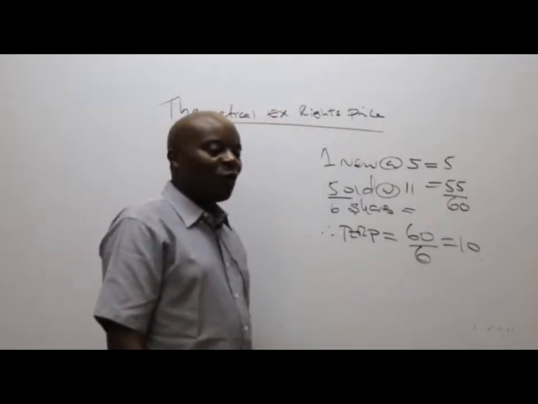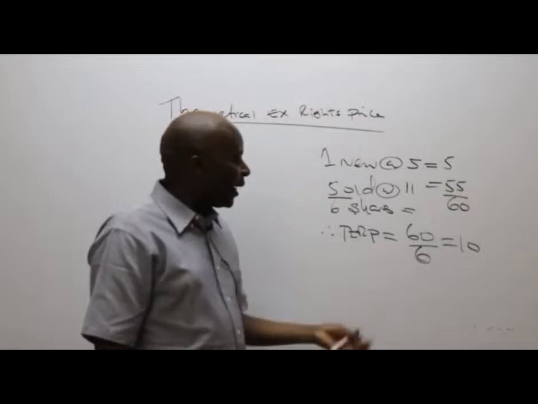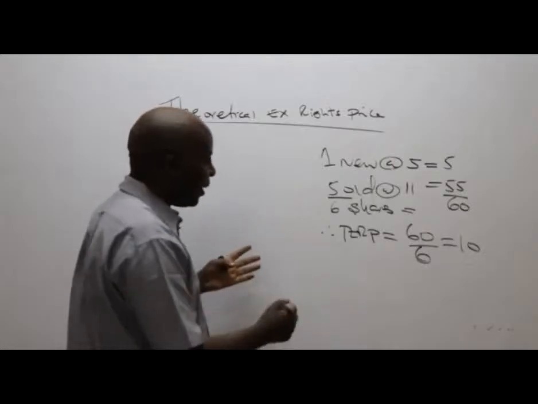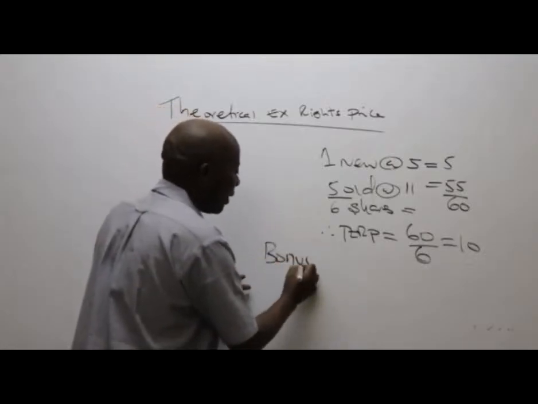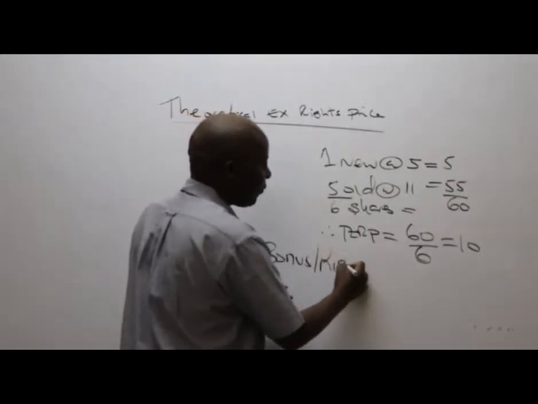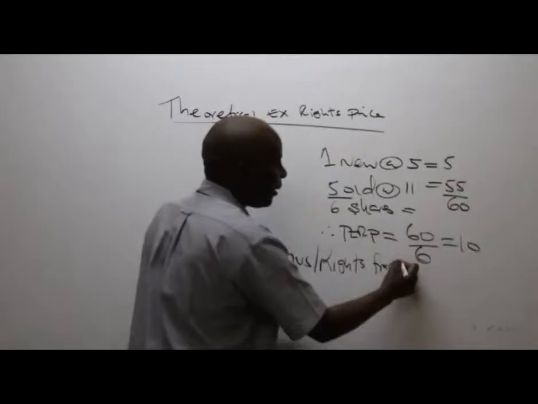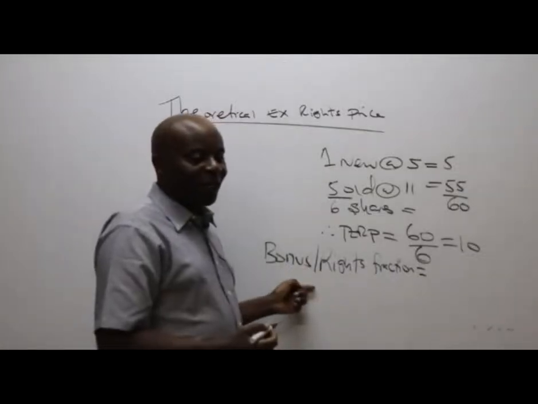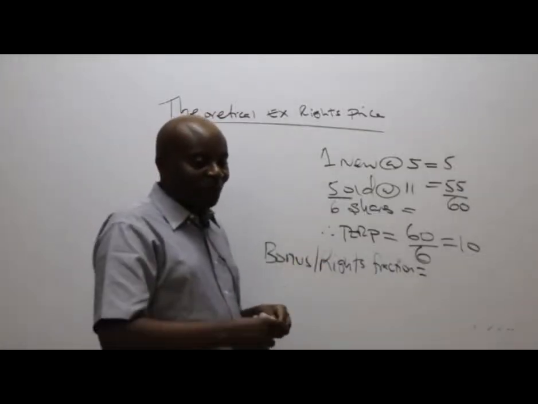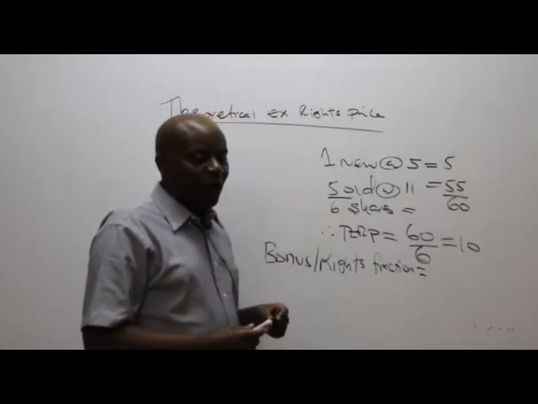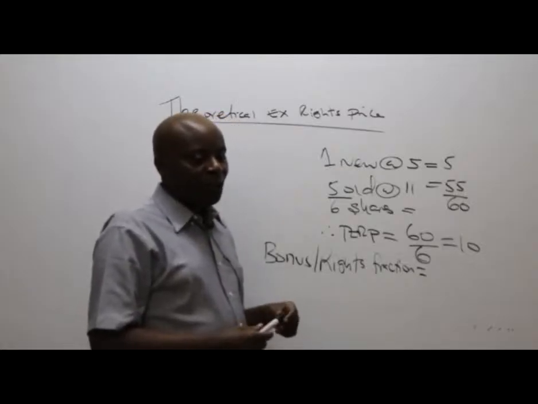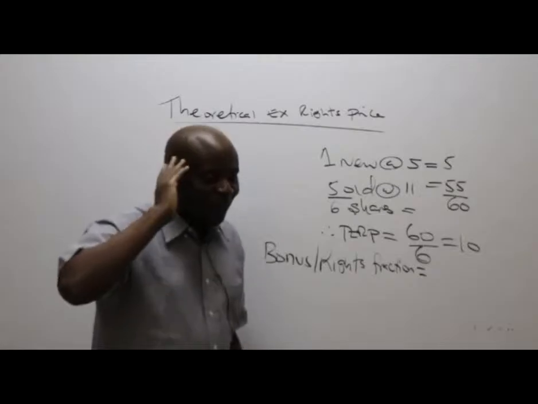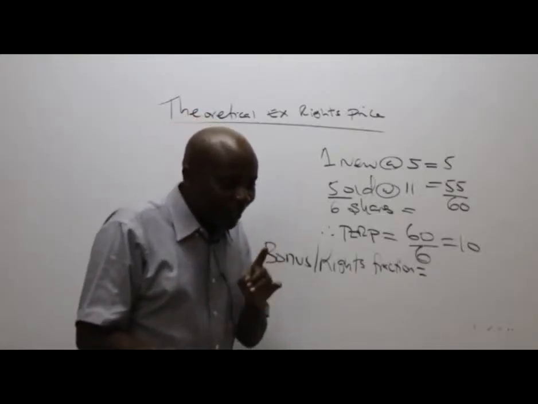And then, ladies and gentlemen, once you have given me this theoretical X rights price, because I'm an expert in this thing, I know there is a very important fraction that will be very important for me. This one we call the bonus, or even the rights fraction, that I'll be using in my EPS calculation. Is there somebody who can remind us the formula for the bonus slash rights fraction? There is nobody who is talking to me, but I've seen Alex Mokua.